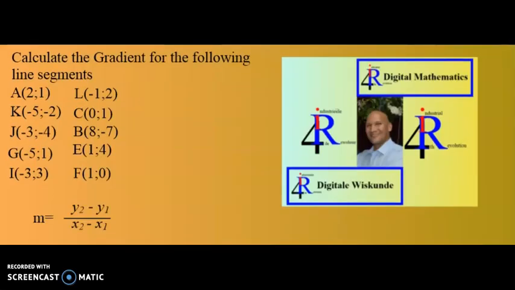Can you now try to calculate the gradient for each of the following line segments: AL, KC, JB, GE, IF, using the formula m is equal to y2 minus y1 over x2 minus x1.